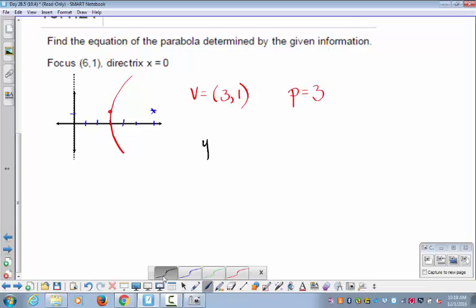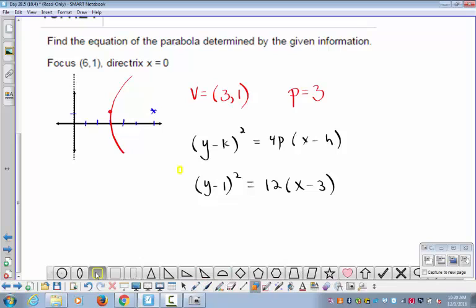So if we were writing our general equation down, it should look like this: y minus k squared equals 4p times x minus h. With parabolas, we always use h comma k as the vertex, whereas with an ellipse or a circle, h comma k is the center. So then it's y minus 1 squared equals 12 times x minus 3. So that would be our equation in the standard conic form.